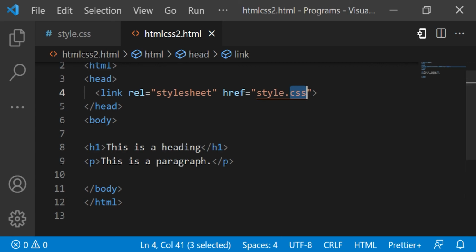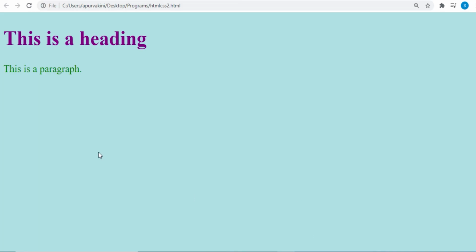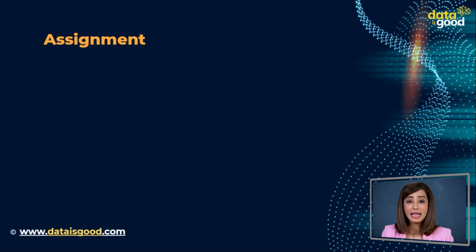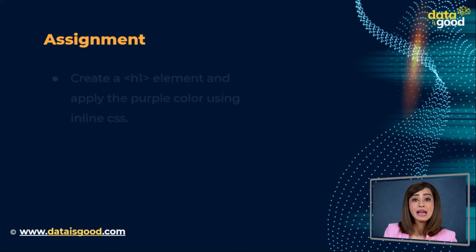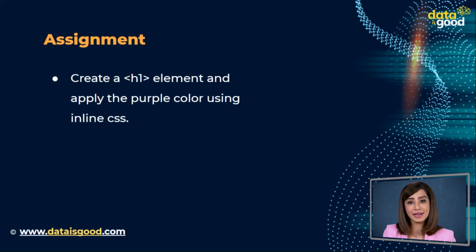Now let's see the output. Voila! All the CSS has been applied to the HTML elements successfully. So this is it for this lecture. Now there's an assignment for you. Create a H1 element and apply the purple color using inline CSS.